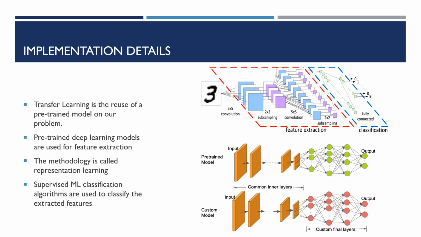Those pre-trained deep learning models are used for feature extraction. This method is called representation learning. These are basically used for training the models. And supervised ML classification, that is, machine learning classification algorithms like decision tree, naive Bayes, logistic regression, and SVM, will be discussed in further slides. The methodology is, as I told earlier, representation learning, and supervised ML classification algorithms are used for classifying the extracted features.